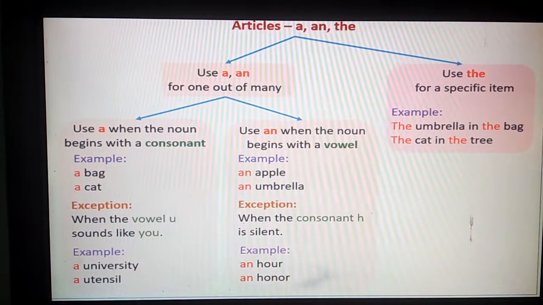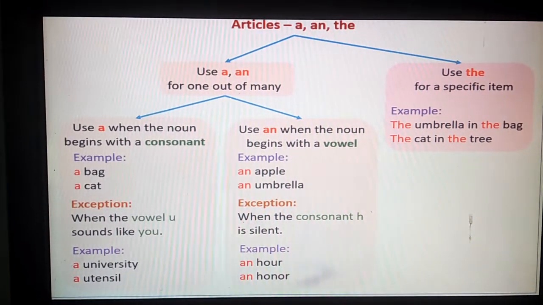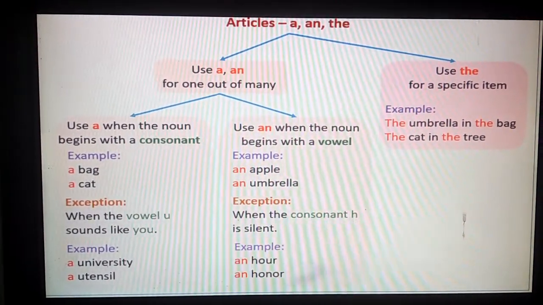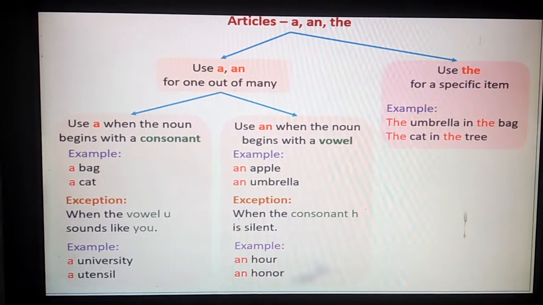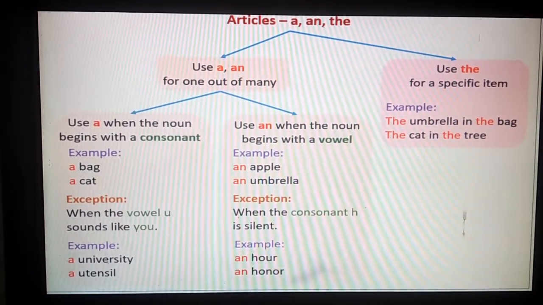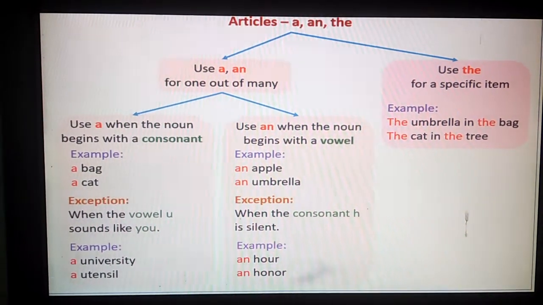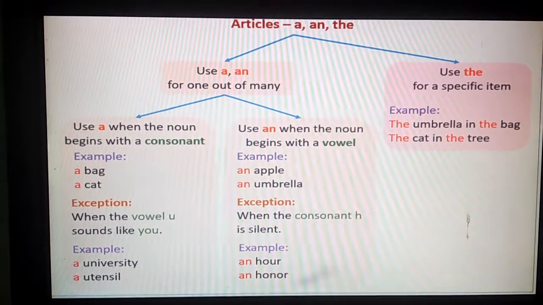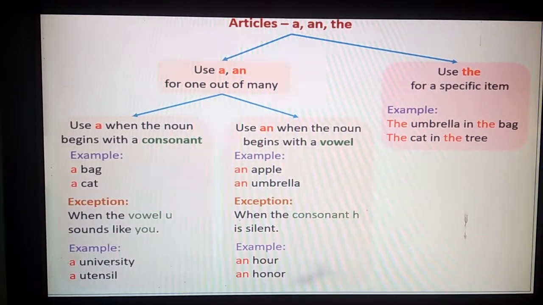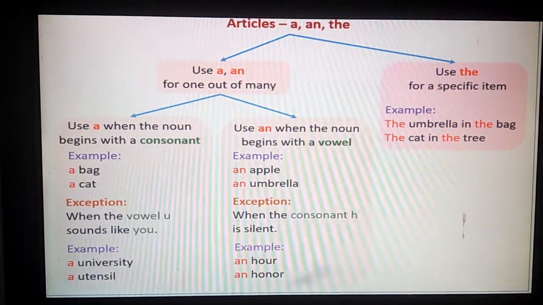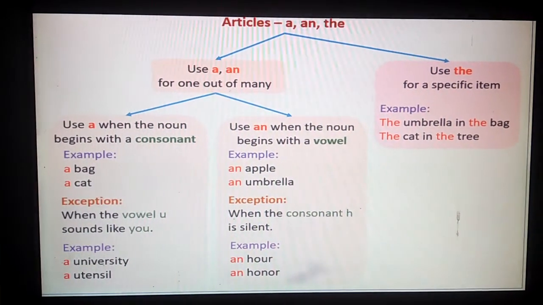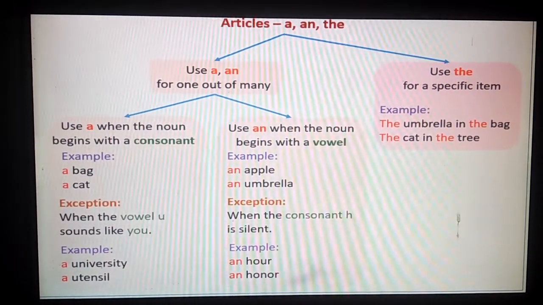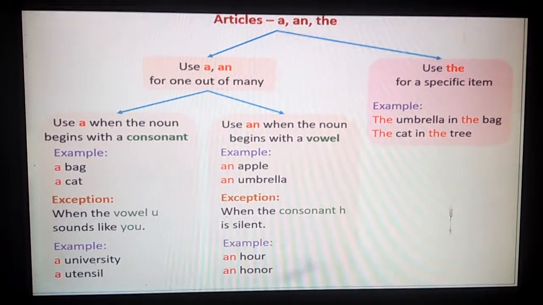Then use an when the noun begins with a vowel or vowel sound: an apple, an umbrella, an hour, and an honor. And the third article, the, is for a specific item. We know already that the is called the definite article. The example: the umbrella in the bag. It means we are talking about a particular umbrella which is in the bag. So we have used the article before umbrella and bag. So this should be clear to you, which article we have to use before which noun.